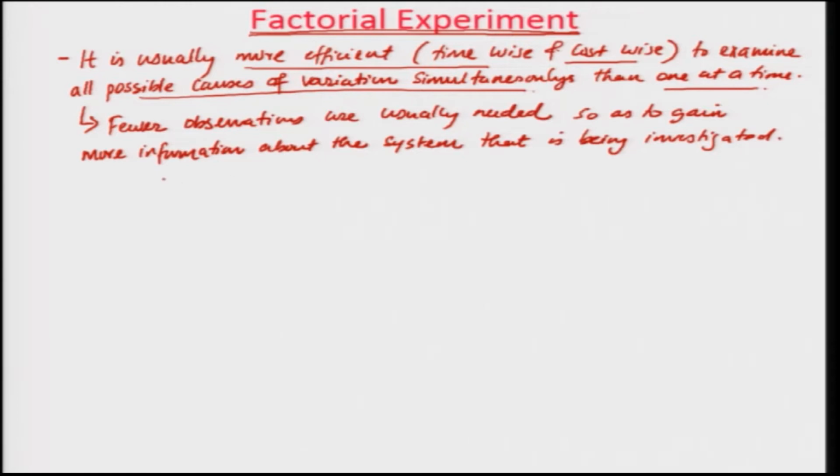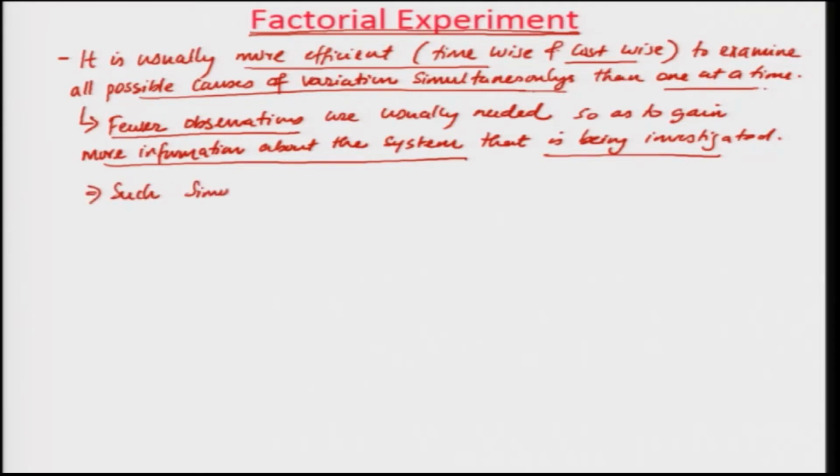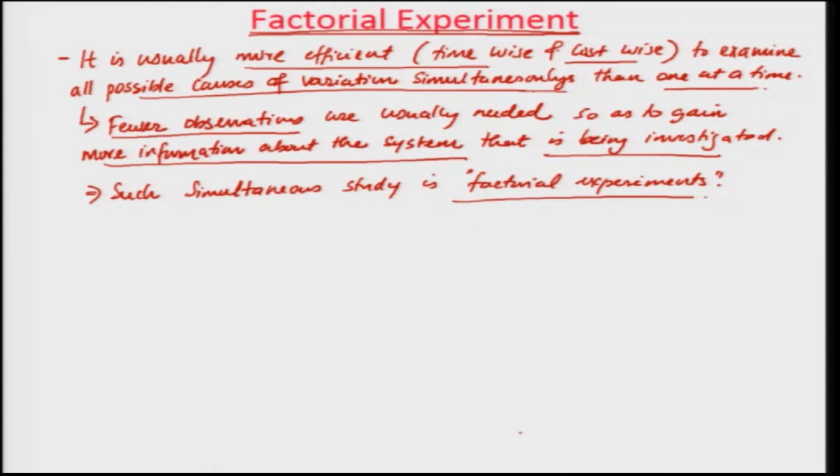If you simultaneously study all the different factors together, then you require fewer observations to gain more information about the system that you are going to study. Such a simultaneous study is known as factorial experiments. When we say factorial experiments, such simultaneous study is what we call factorial experiments.